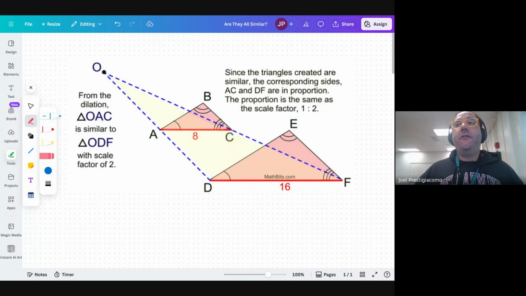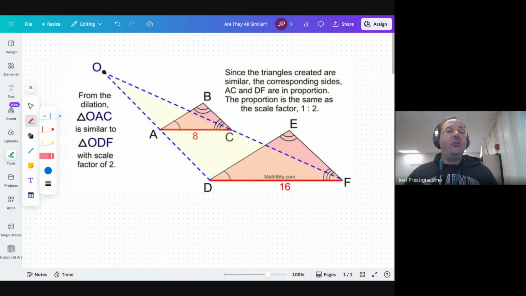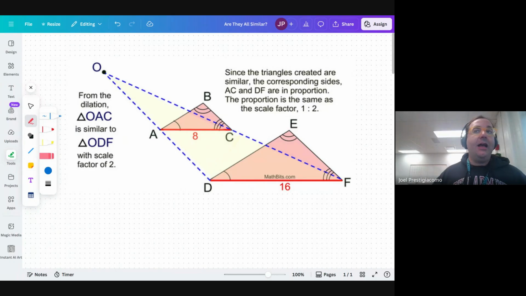So we've looked at this graphic before, but similar figures are figures that have the same shape, yet they do not need to have the same size. So we could create similar figures where we do either an enlargement or a reduction, right? We make a shape larger in size but the same shape, or we make it smaller in size.